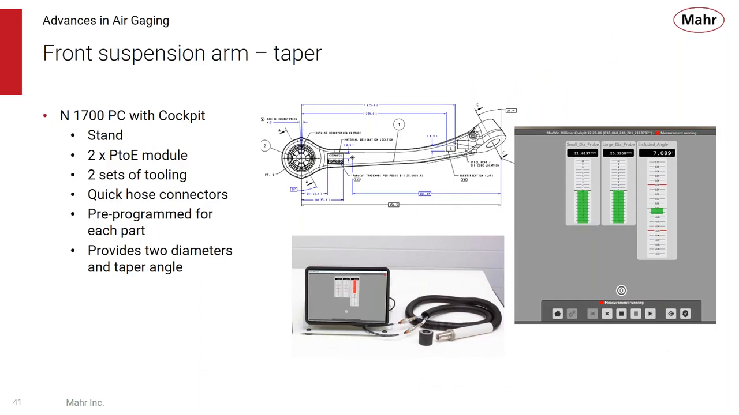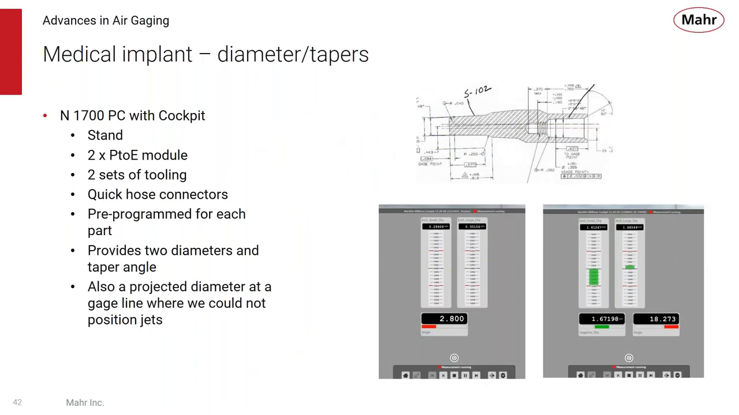Here's a front suspension arm measuring taper at the ends, and basically this is a taper gauge with two modules. We had different sets of tooling for each taper. We used quick disconnect air hoses. It was pre-programmed for each part, and it provided the operator with two diameters and the taper angle. Similar application for a medical taper now. Again, two air modules, two sets of different tooling, the quick hose connector, program for each part. And again, we're measuring two diameters and the taper angle.